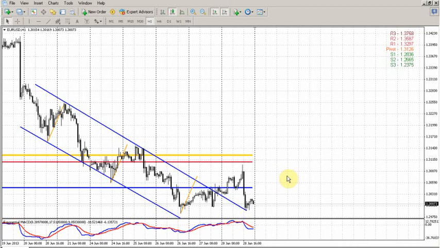So let's see what will happen at the beginning of the week. That will be a short week, since there will be a celebration of Independence Day in the United States. Well, the market could be thin, but still, let's see how it will turn out next week.